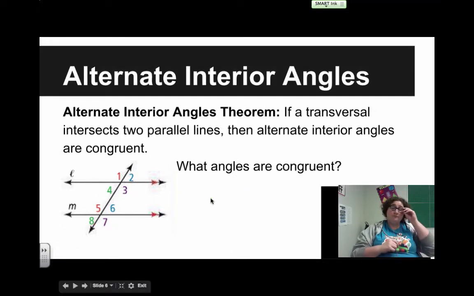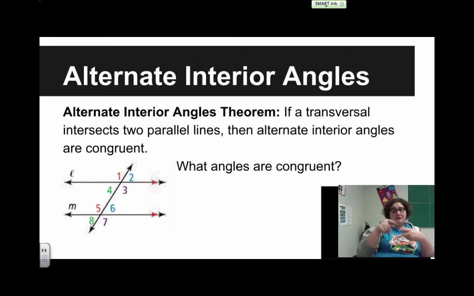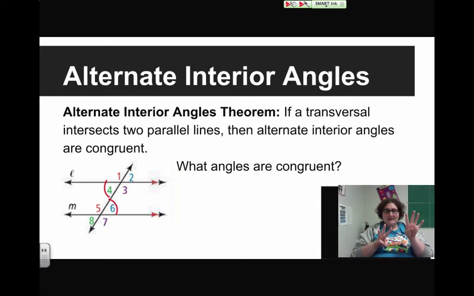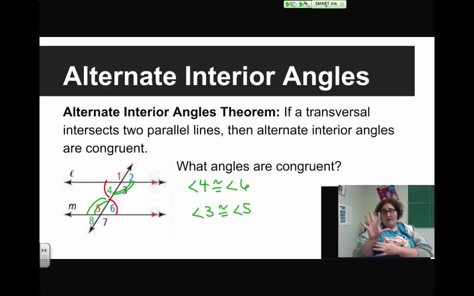Alternate interior angles would be our 4 and 6 and 3 and 5. Now if you look at the figure that you have on the front page, because you should have marked this up a little bit, we know that 4 and 6 are congruent to each other, and we also know that angle 3 is congruent to angle 5 because those were the two angle measures that we have. Now this does not mean that 3 and 6 are congruent. The only time 3 and 6 would be congruent is if we have perpendicular lines.